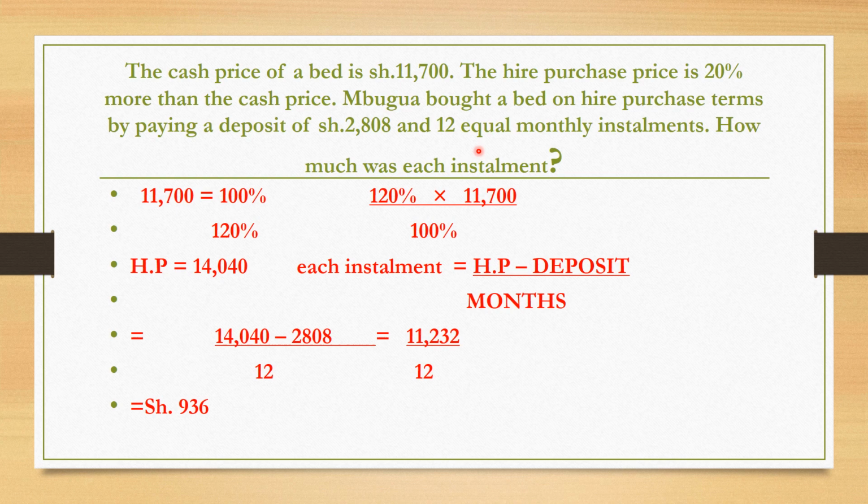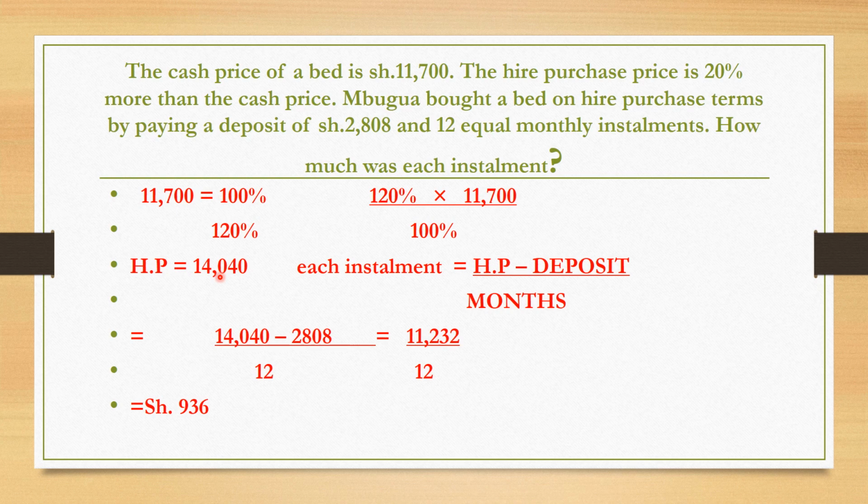Very easy. Why? Because I only need to calculate my hire purchase. Remember, the cash price is equal to 100%. What about 120? So if 11,700 is equal to 100%, what about 120? Then you cross multiply to get the hire purchase. Two zeros will cancel with these two zeros. Then 117 times 120 will give you the hire purchase price, which is 14,040.